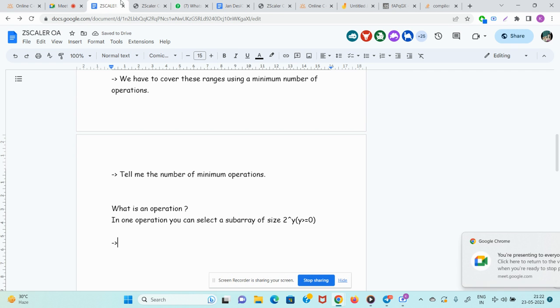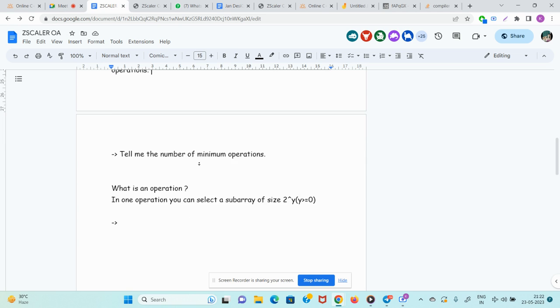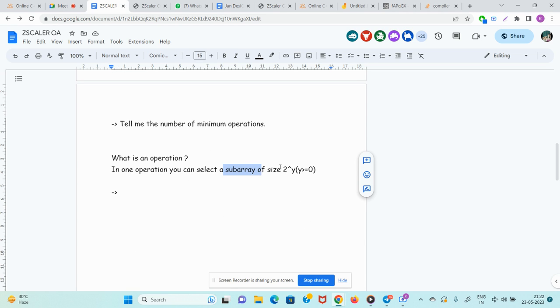Good. Guys, understand the question. They are saying cover these ranges using a minimum number of operations. Those operations are that you can select a subarray and cover it of size 2 raised to y. So, what can be the subarray? It can be either 2 raised to 0, or 2 raised to 1, or 2 raised to 2, or 2 raised to 3, or 2 raised to 4, or 2 raised to 5, stuff like that, okay guys. So you choose whatever you want and try to cover.